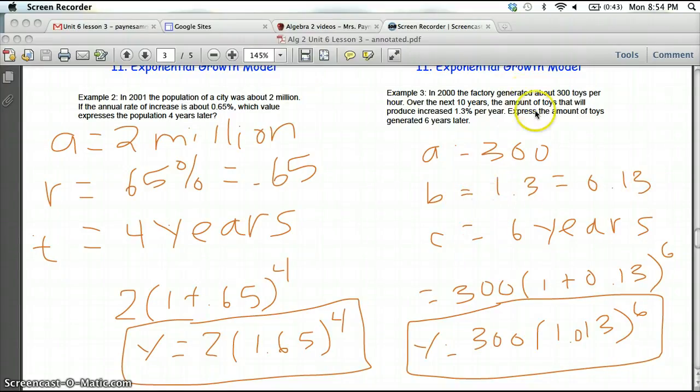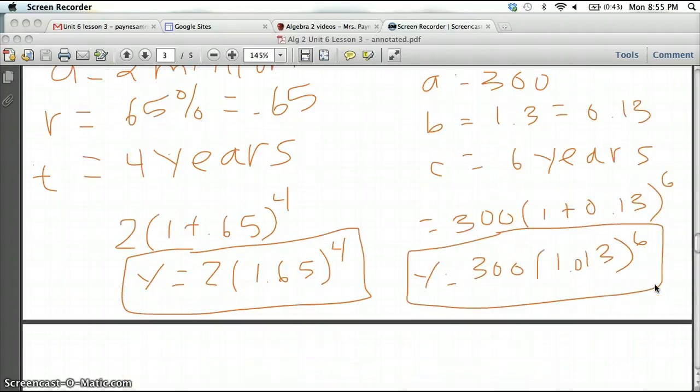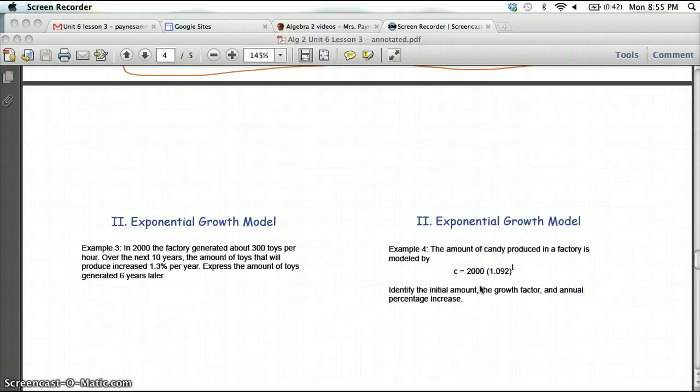Now our time, it says express the amount of toys generated 6 years later. So our time is 6 years. Again, if you've got such a high number here, which is 6, don't worry about doing it all, okay? So 300 times 1 plus 0.013 to the 6th is Y equals 300 times 1.013 to the 6th, and that is your answer.